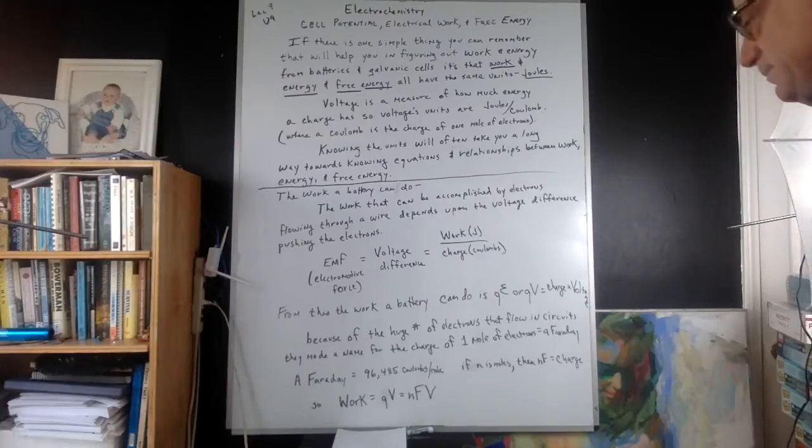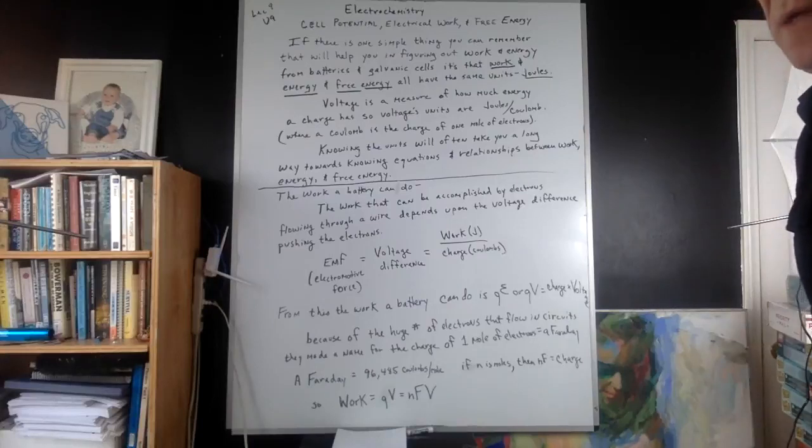So work will equal Q times V, and Q is going to equal NF. So you're going to get work equals QV equals NF times V. So we'll take a look at some problems done using this equation in the next lecture.